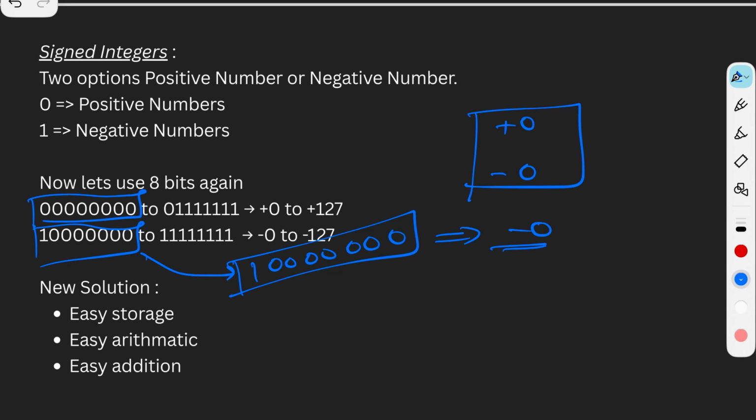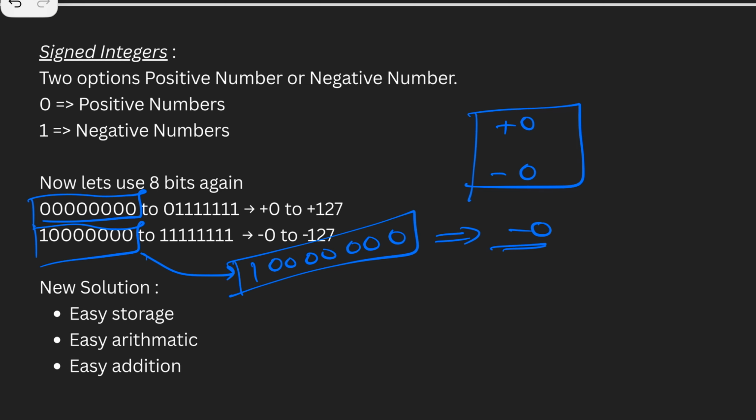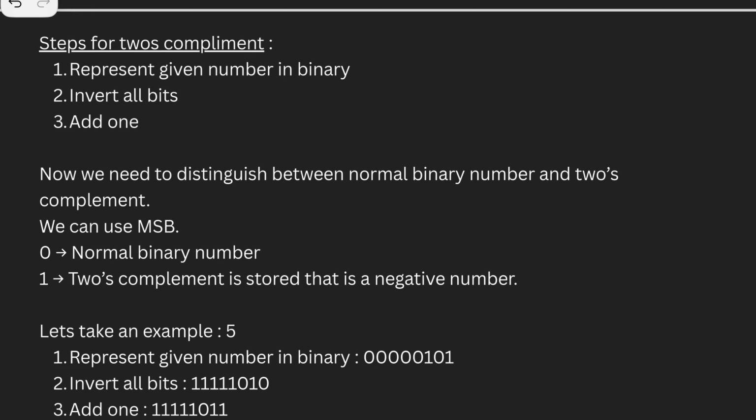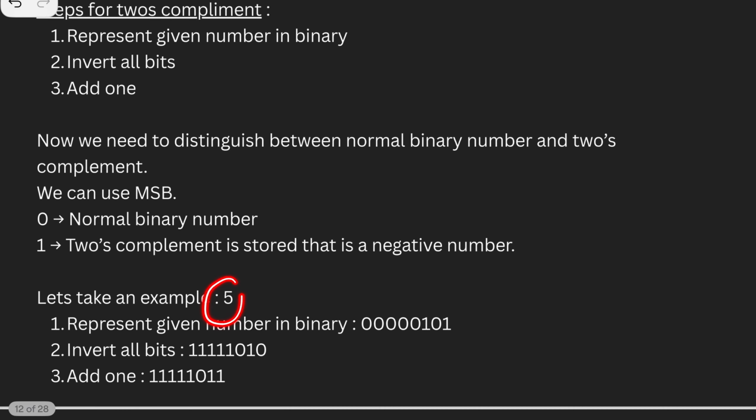We understand that we need to have a separate reserved bit to identify a positive number and a negative number. That is good. We are just going to use this bit to identify the positive and negative number, no problem there. So what is the solution that we have? Let's say you want to store some negative number. Let's say you want to store negative 5. You want to store negative 5 into the memory.